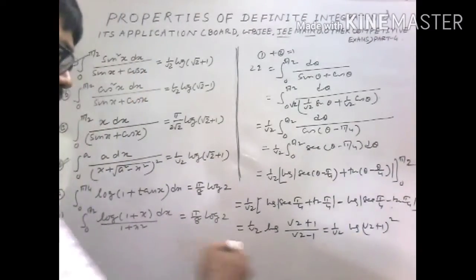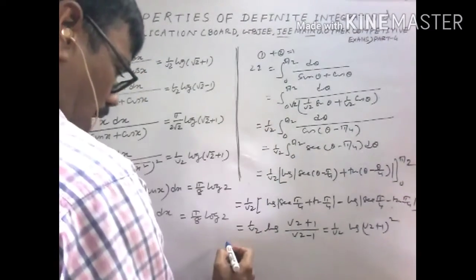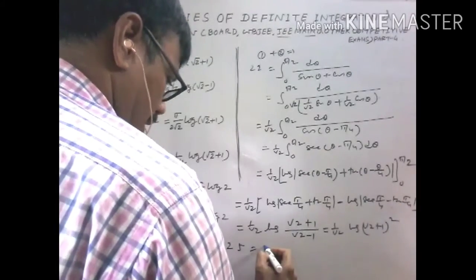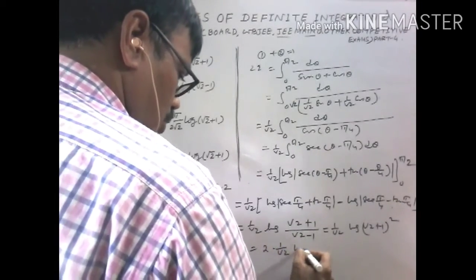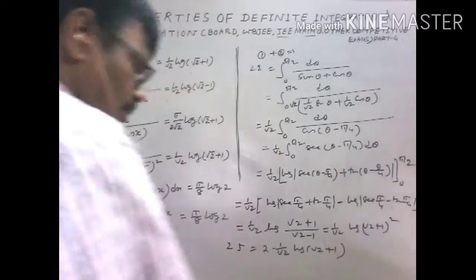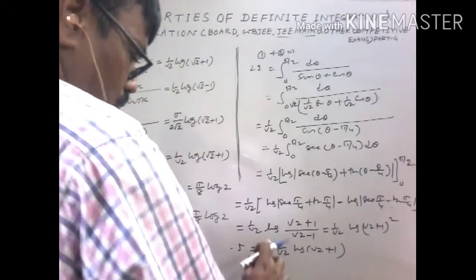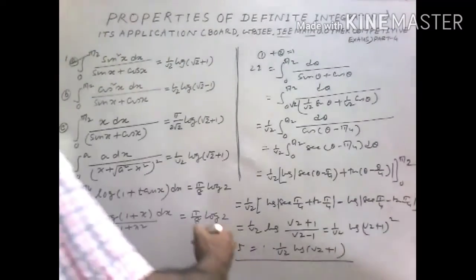Log root 2 plus 1 whole square. So we are calculating 2I. 2I equals to these two at the beginning. So 2 into 1 by root 2 log root 2 plus 1. So what is I? I equals to 1 by root 2 log root 2 plus 1.